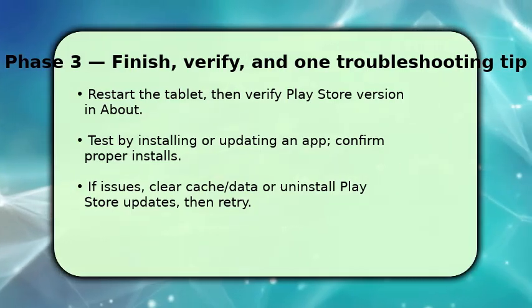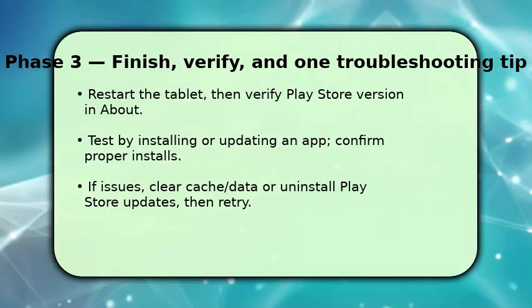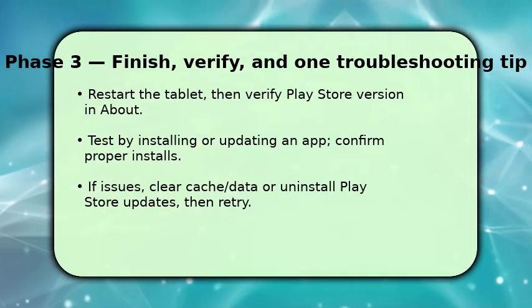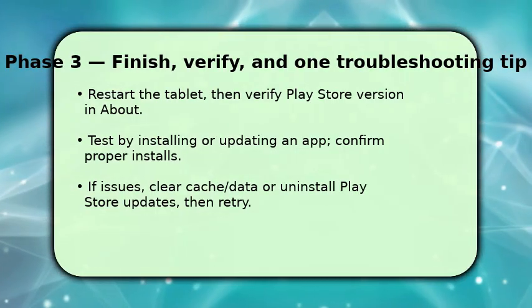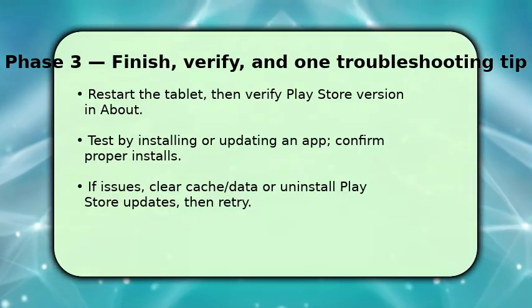If something goes wrong, clear the Play Store cache and data in Settings, Apps, and if that fails, uninstall Play Store updates to revert and let it update again. If problems persist, repeat the restart and check storage and network before contacting support.